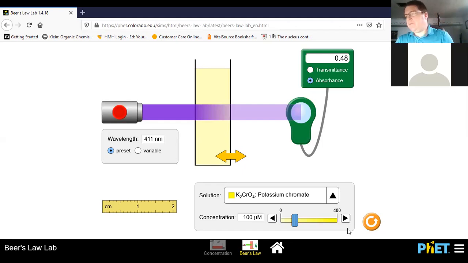And once you get that done, consider question 3. How does your prediction from number 1 compare to the data that you collected? And then number 4 is, looking at the general relationship, how would you describe that relationship between concentration and absorbance? All right, so take a couple minutes to collect that data and graph that.